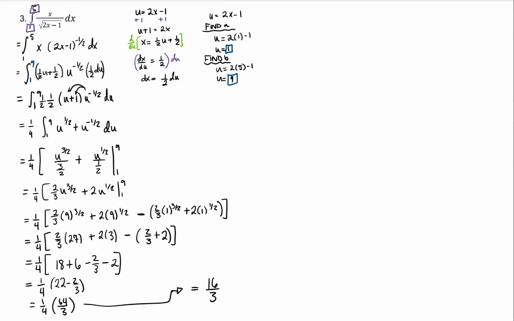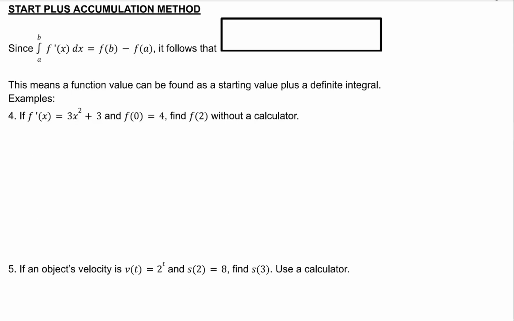If we had not changed our limits into terms of u, getting 1 and 9, we would have had question marks for all of these numbers up until this step. Then we would change these u's to be x's, and then we'd be able to put the previous limits of 1 and 5 and plug them in, show the subtraction, and get our definite integral.